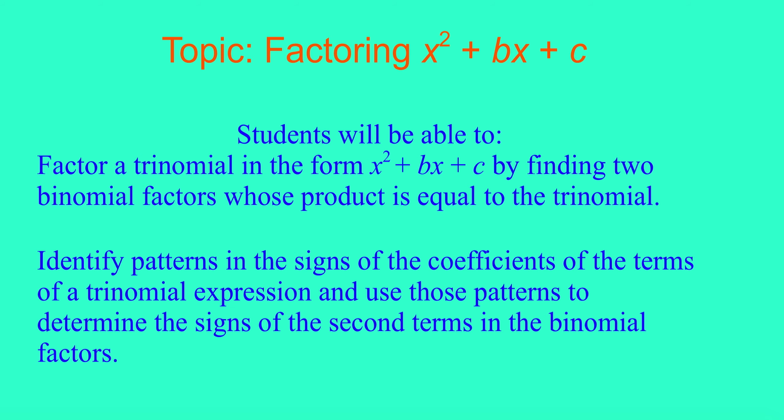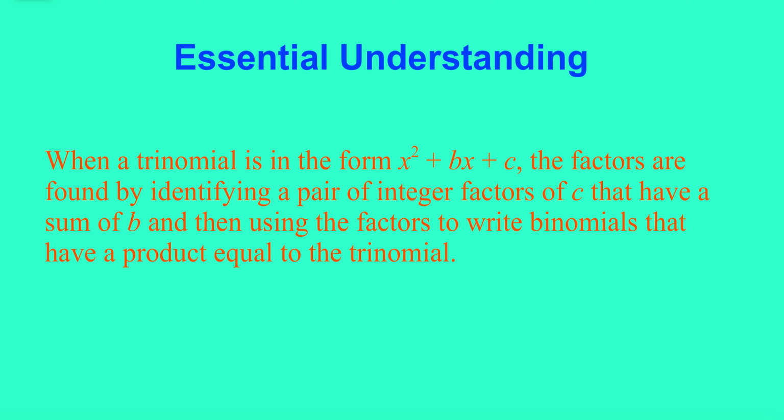The essential understanding for this lesson is when a trinomial is in the form of x squared plus bx plus c, the factors are found by identifying a pair of integers, factors of c that have a sum of b, and then using the factors to write binomials that have a product equal to the trinomial. Let's take a look at a few examples.